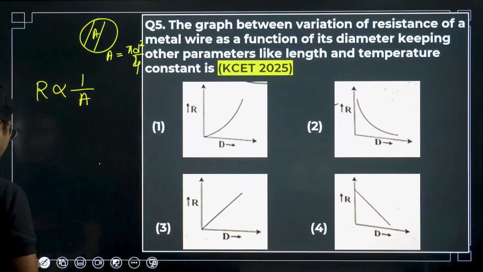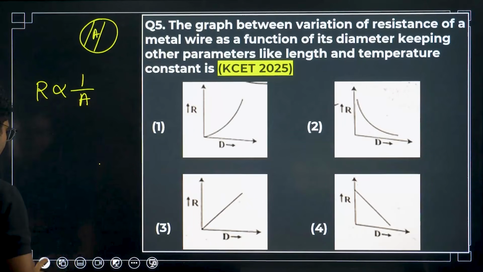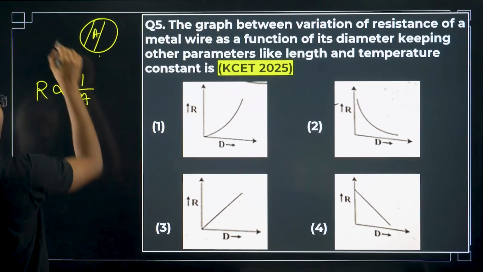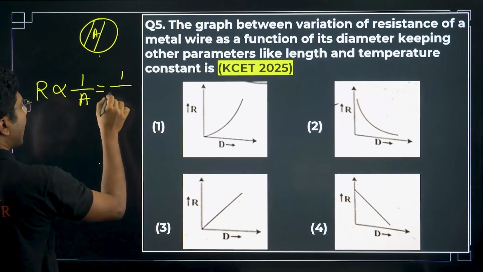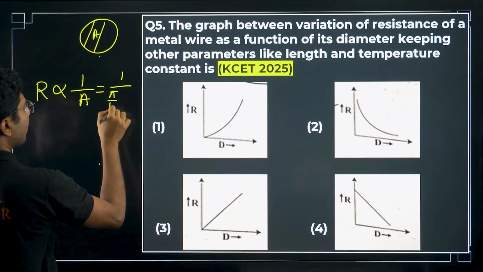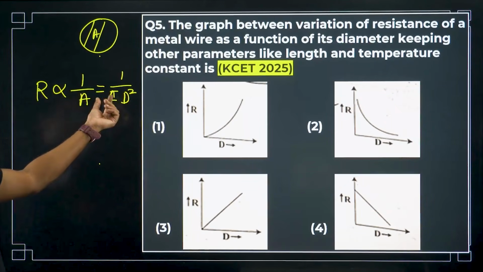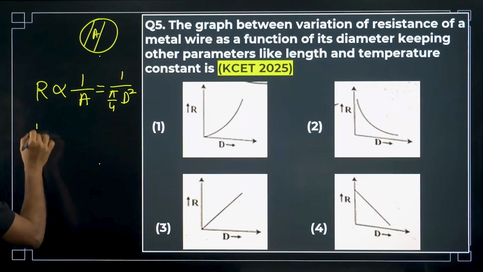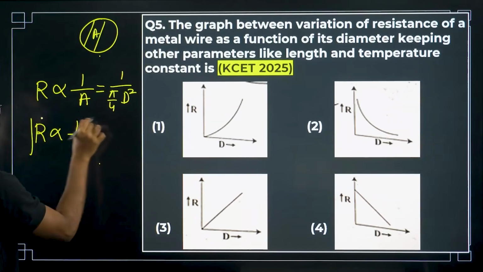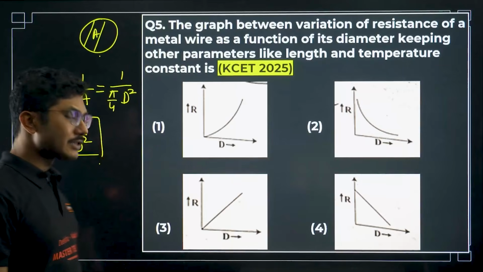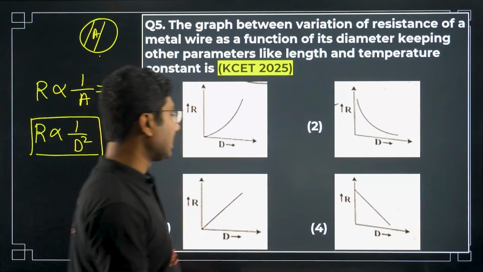Okay, area is pi r square, that is pi d square by 4, right? So resistance is proportional to 1 by pi d square by 4. Since pi by 4 is constant, we can say that resistance is proportional to 1 upon d square. So it is an inverse square relation. If the relationship is inverse square, then what is the type of graph?